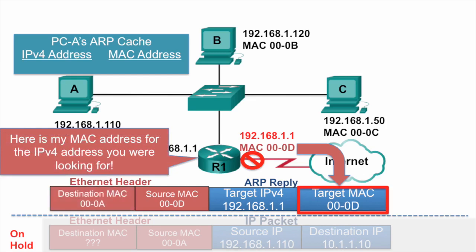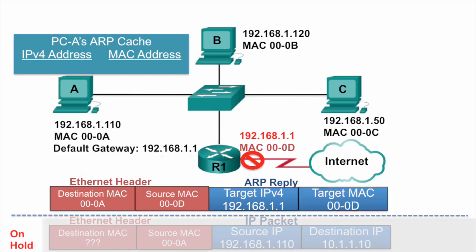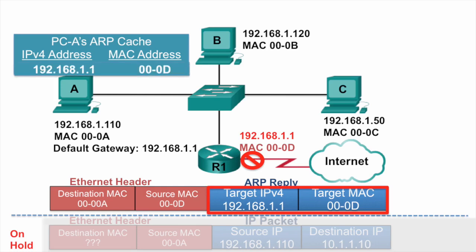The destination MAC address of the ARP reply is a unicast directed for PCA. So it is a destination MAC address of 000A, so PCA receives the ARP reply. PCA, when it receives the ARP reply, in response for its ARP request, sees the target IPv4 address and the target MAC address and adds that to its ARP cache.